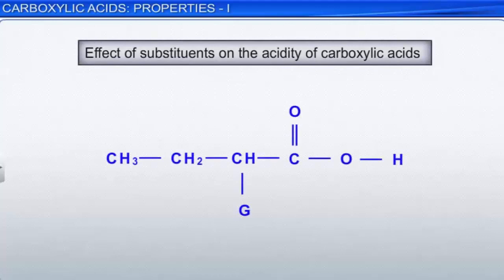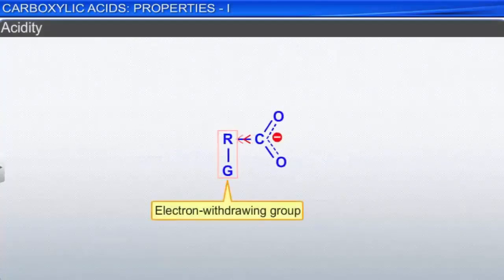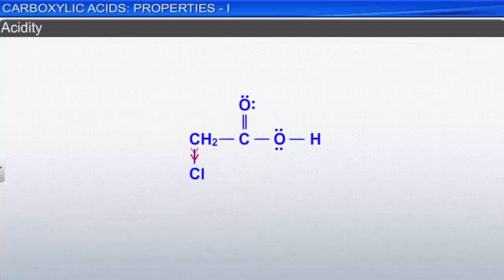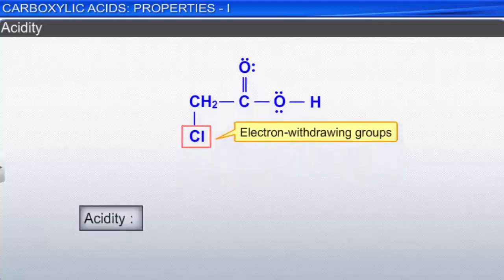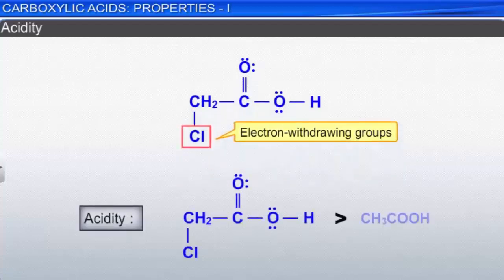Let us now examine the effect of substituents on the acidity of carboxylic acids. Electron withdrawing groups increase the acidity of carboxylic acids by stabilizing the anion through the dispersal of the negative charge on the carboxylate ion by the inductive or resonance effects. For example, chloroacetic acid, with the electron withdrawing chlorine group, is 100 times as strong as acetic acid.